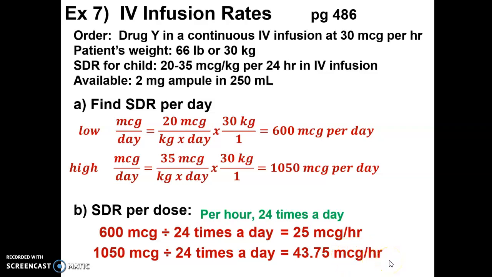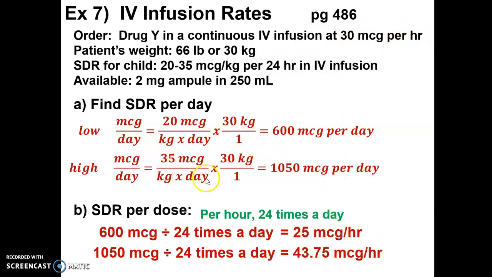Okay, so is our order safe? Well, the order is 30 micrograms per hour. So we've got to figure out where we're going to try to fit this. Do we need to fit it into the safe dosage range that's written per day, or do we need to fit it into the safe dosage range that's written per hour, per dose, if you will? Well, it's written per hour, right? So let's see if it'll fit into part B.